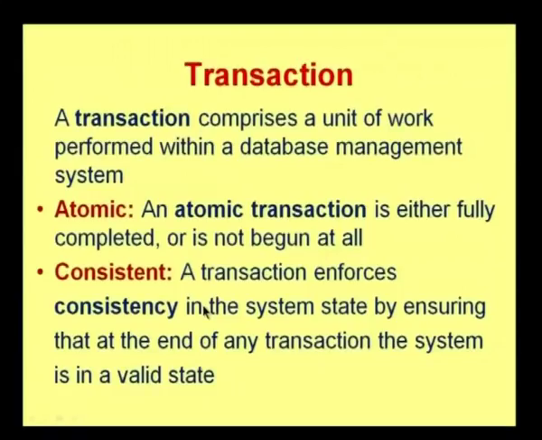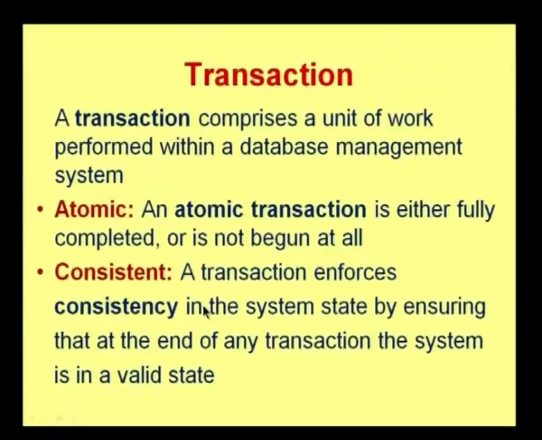Whenever I do a transaction, I need to maintain certain properties in the transaction. They are together called ACID properties. The first one is atomicity. What is atomicity? You know what is atomic: as a whole. Whenever there is a set of operations in one particular transaction, I have to see to it that either all the operations happen, or none of them happens.